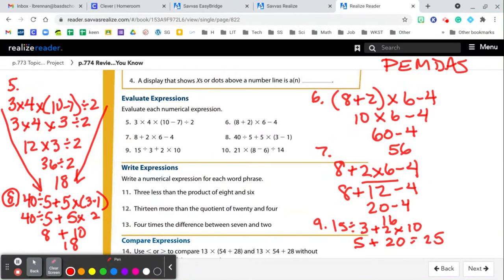And the last one, number 10, I'll do it right up here where it is. 20 times 8 minus 6 divided by 14. 8 minus 6 is 2. 21 times 2 divided by 14. 21 times 2 is 42 divided by 14. Final answer is 3 for that one. So you're evaluating expressions using the order of operations. Don't forget, some people call it please excuse my dear Aunt Sally, or PEMDAS.